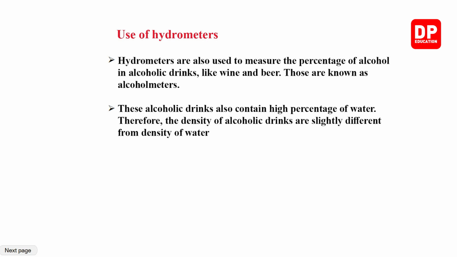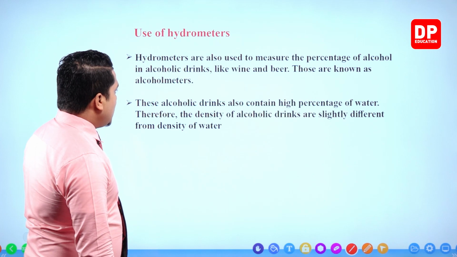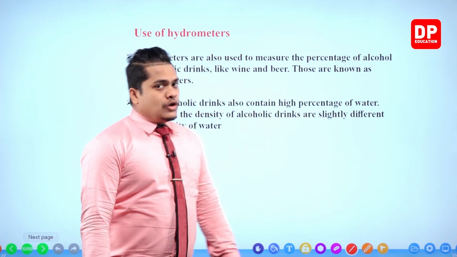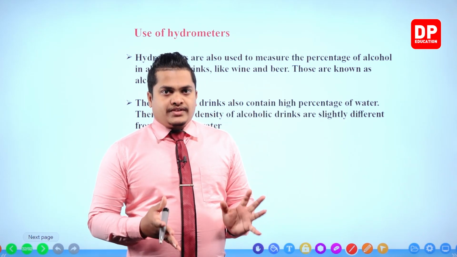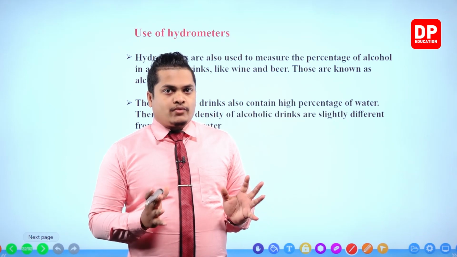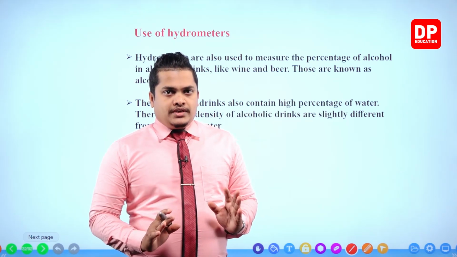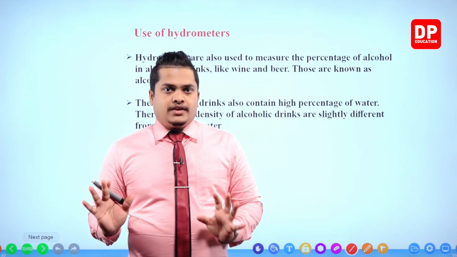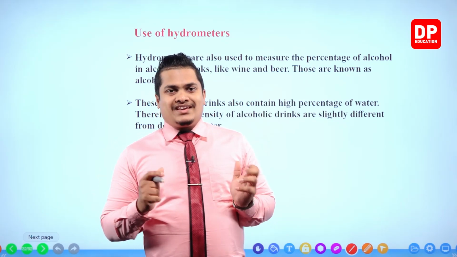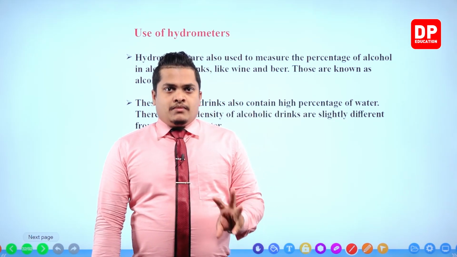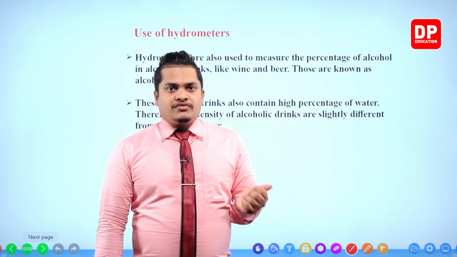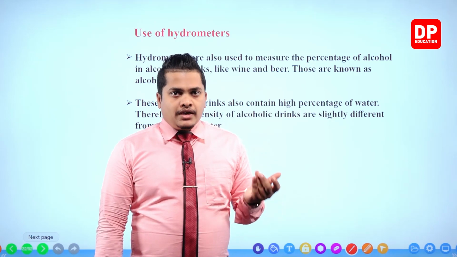Hydrometers are also used to measure the percentage of alcohol in alcoholic drinks like wine and beer. Those are known as alcohol meters. To check the strength of alcohol-based drinks like wine and beer, industrially, the people who are making these things are using hydrometers. By using hydrometers, the strength of the particular alcohol beverage can be found.